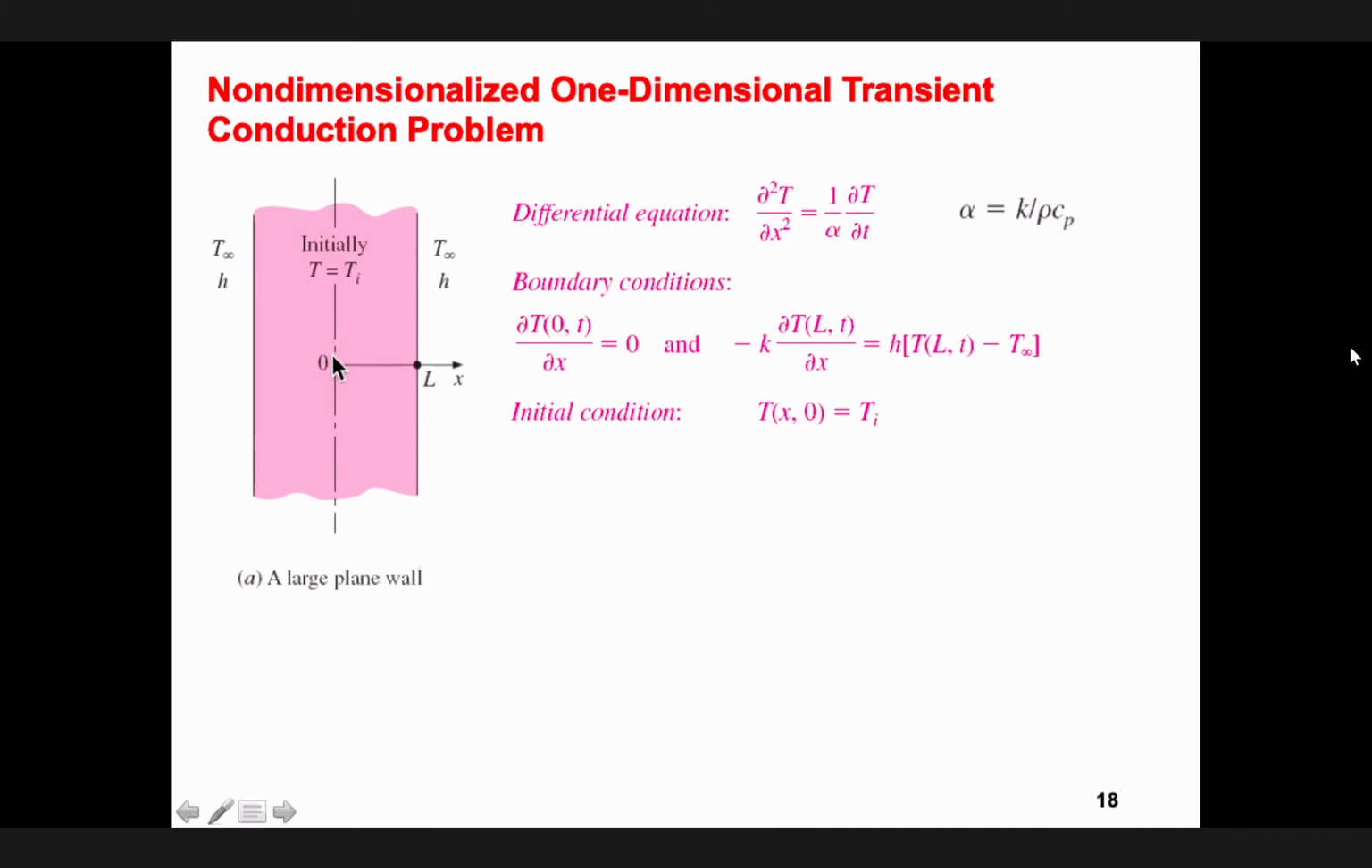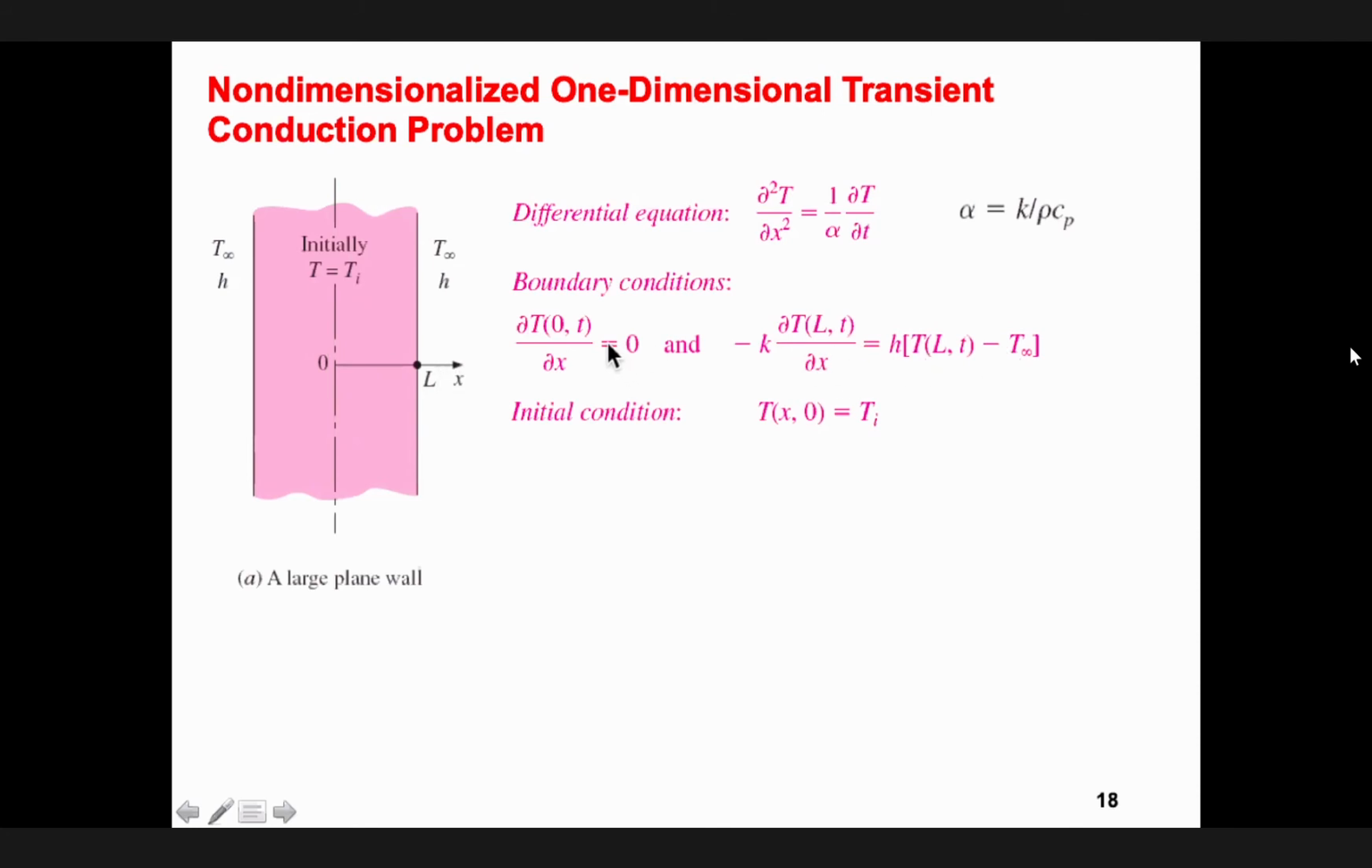Therefore, it means adiabatic. Why? Because the temperature here is the same as the temperature here. Therefore, the temperature is the same, there is no heat conduction. And also assume the surface on this side and this side, the heat transfer is by convection. Therefore, at x equals L, the conduction is equal to convection. And that's exactly the same, okay?